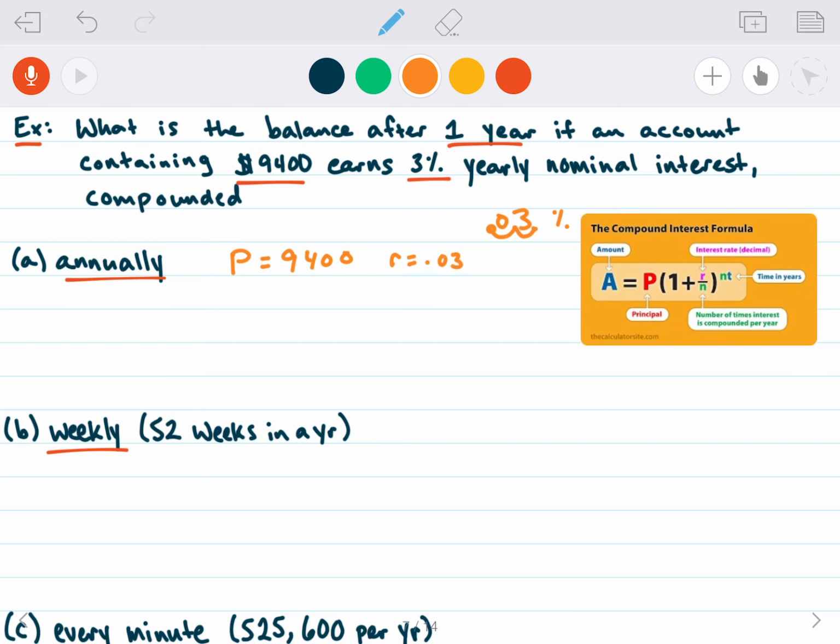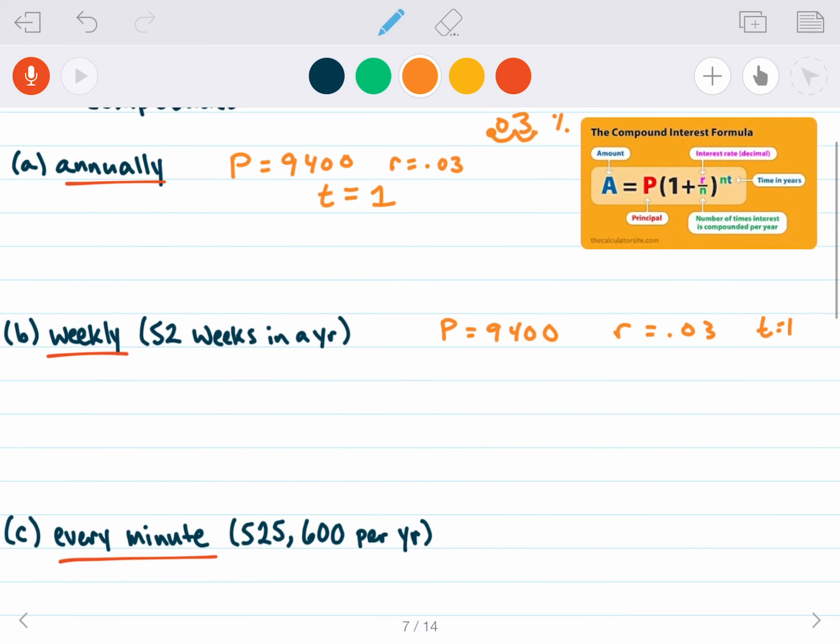And then our T is going to be how much time we leave that money there. Well, it tells us in the first sentence, we want to know what the balance is after a year. That's what we want to know. So T is going to be 1 for 1 year. And these 3 things are going to be the same in each scenario. So let's write it for part B and C as well.